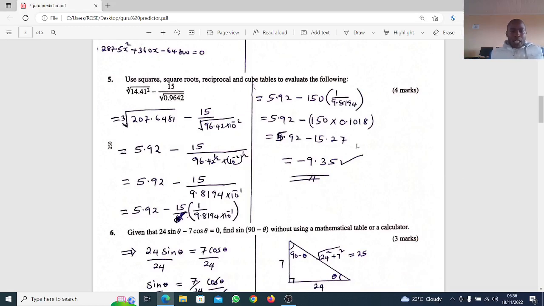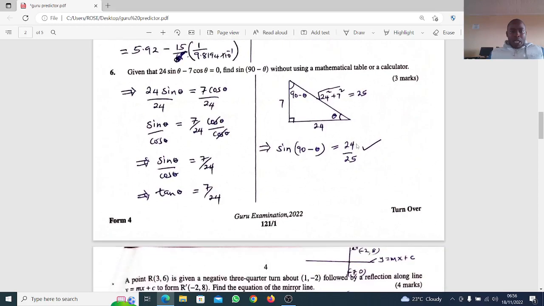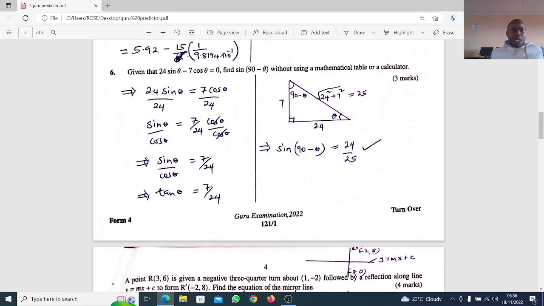Now we proceed and do question number 6. I know most students failed this question, but it's a very simple question. It's talking about, given that 24 sine theta minus 7 cos theta equals 0, find sine of 90 minus theta without using mathematical table or calculator. So the first thing we have to do is to write 24 sine theta equals 7 cos theta.